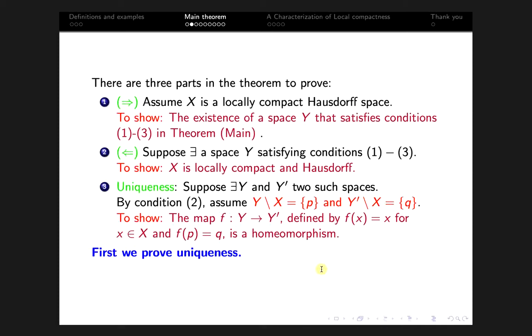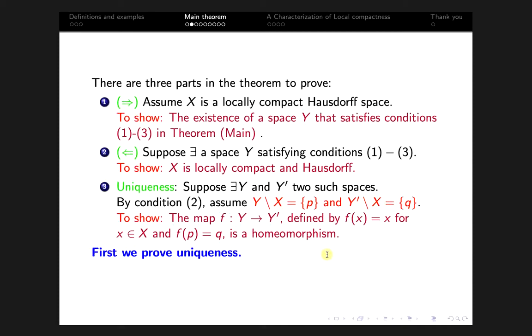The second part, that is the converse part. Here our assumption is, suppose there exists a space Y satisfying conditions 1 to 3, that is X is a subspace of Y, the number of elements in Y minus X is equal to 1, and Y is compact and Hausdorff. Then we have to show that X is locally compact and Hausdorff. Finally, we have to show uniqueness.